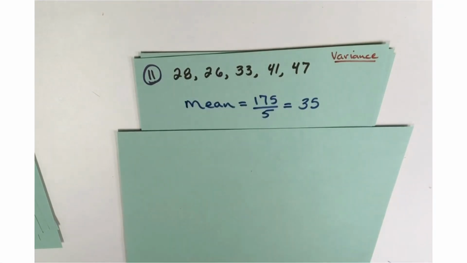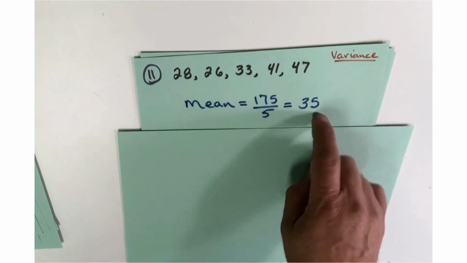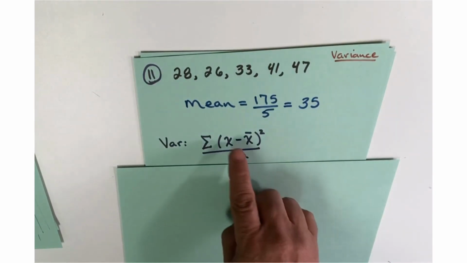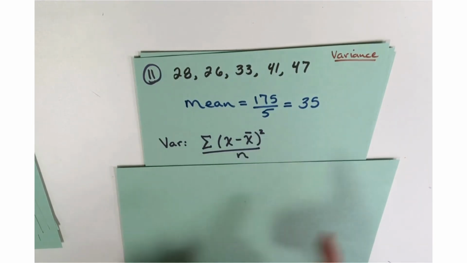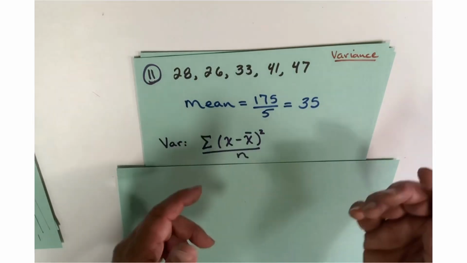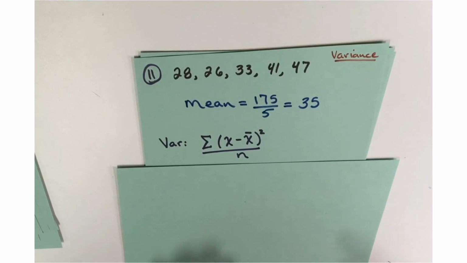Here we go. Add them all up. 175 divided by 5 is 35. There's your mean. Okay? Now I'm going to use the formula which says get the mean, take it away from the number, and square it. It doesn't really matter which of the two numbers you put first or second, because when you square, it's going to end up being a positive number anyway. So, let's go do that.